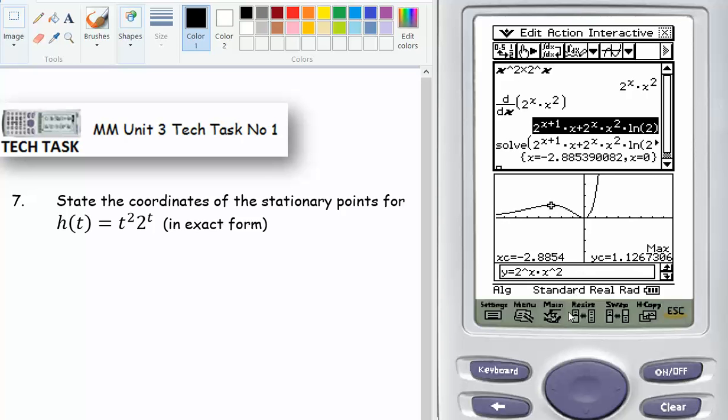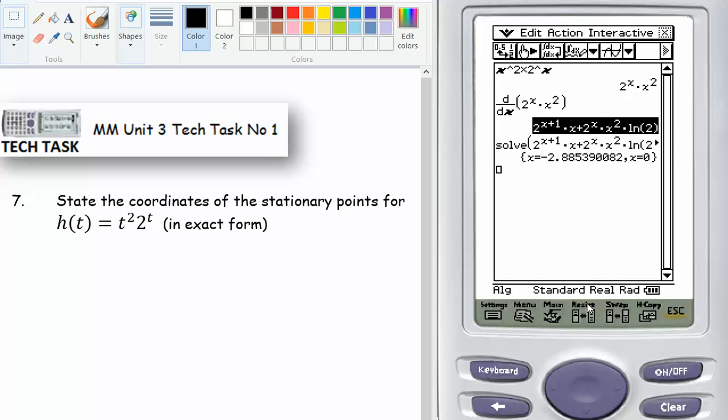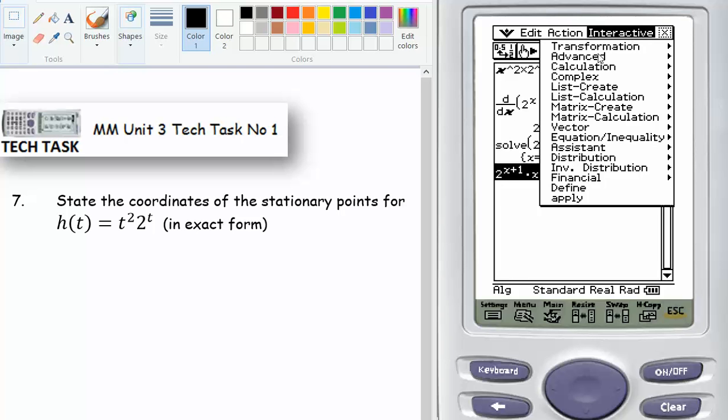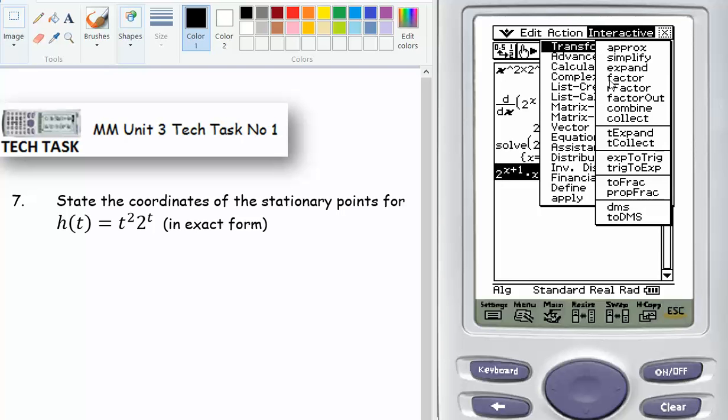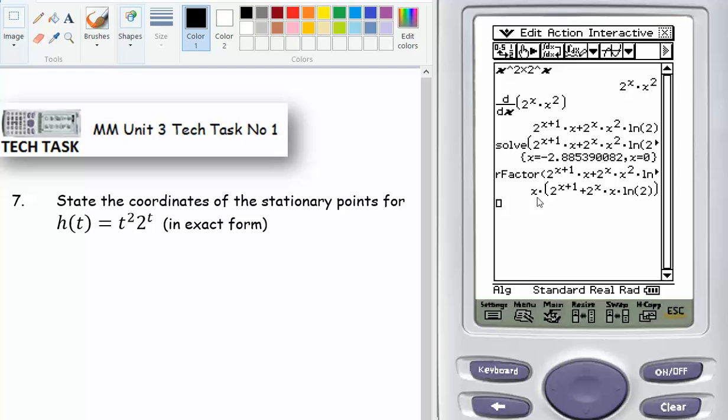So what I need to do is to manipulate my expression. Okay, so here's my derivative. I'm going to take the derivative and factorize it. Transform, factor. So I took out a common factor of x. Now if that was equal to 0, of course, that will be when x equals 0. So one of my coordinates is 0, 0. Or when this equals 0. So here is my second factor.